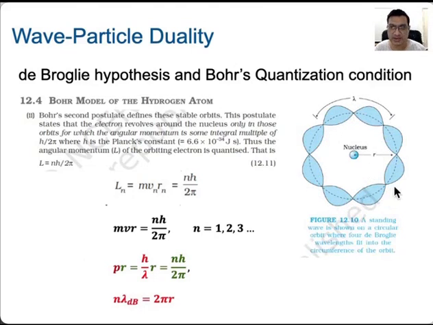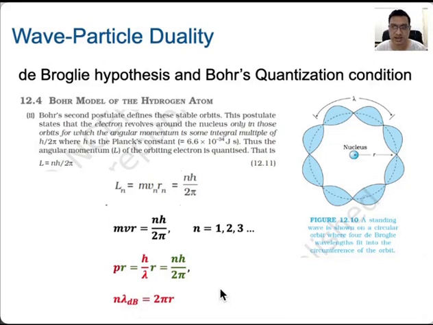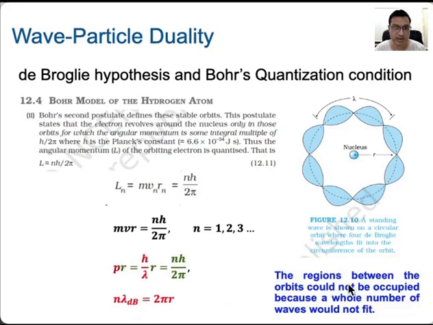And this is the picture I have taken from your 12th standard chapter. What de Broglie said is that orbits are stable if the circumference, this 2 pi r, contains integer multiples of the de Broglie wavelength. So this is how he made a connection between his hypothesis and the Bohr model, and he said only those orbits are stable whose circumference is an integer multiple of the de Broglie wavelength. Furthermore, he stressed that the regions between the orbits could not be occupied. So electrons can only be found in certain orbits, not in between them, because these circumferences are not integer multiples of the de Broglie wavelength. A whole number of waves would not fit into this relation.